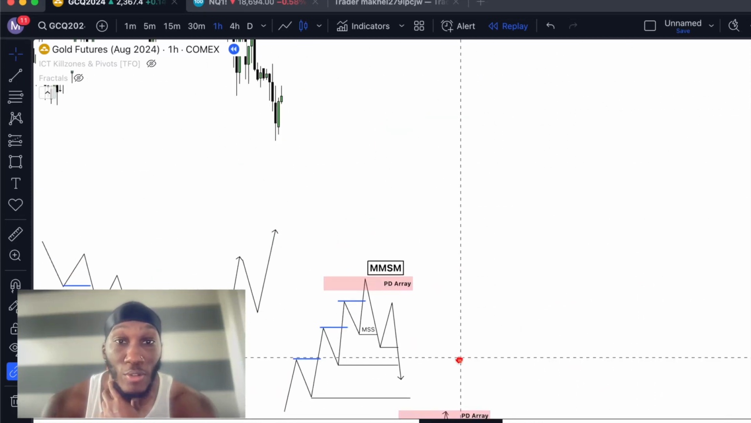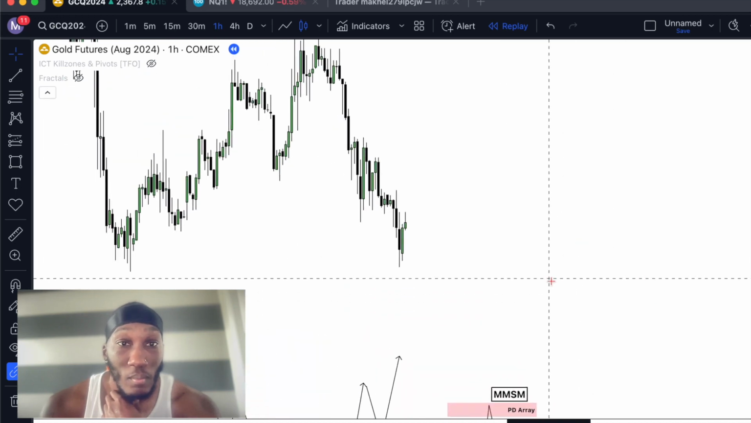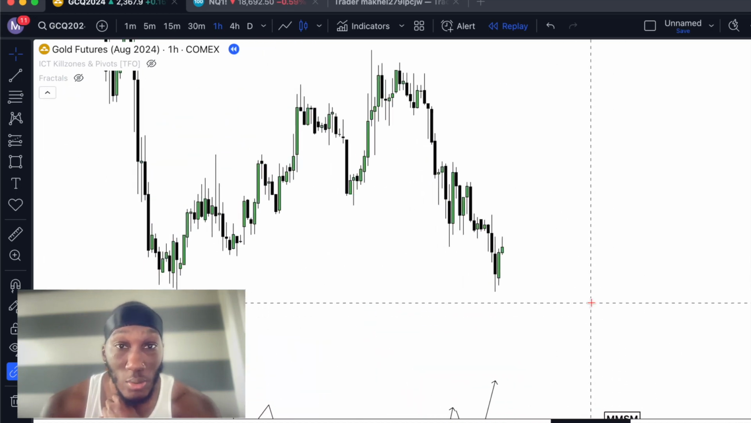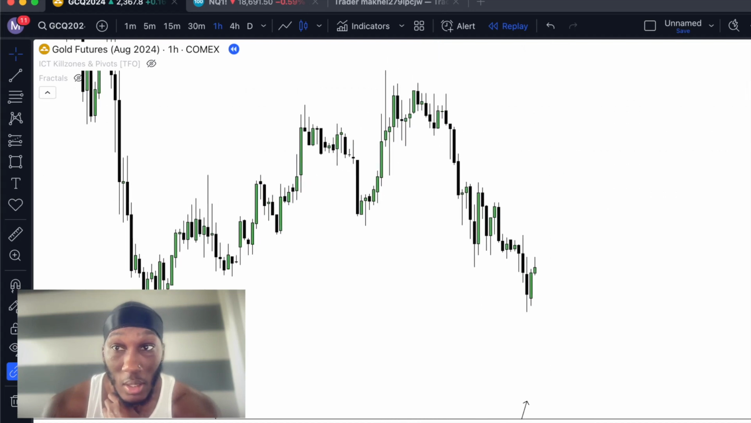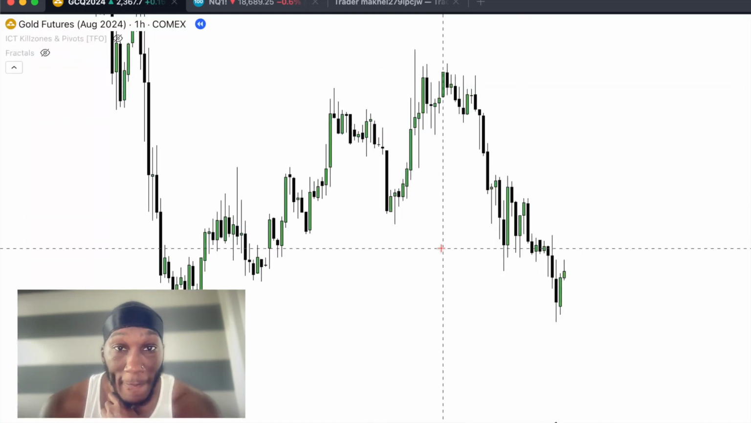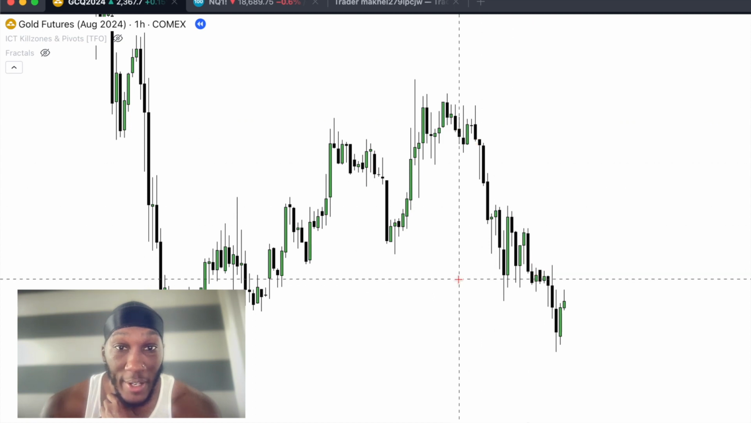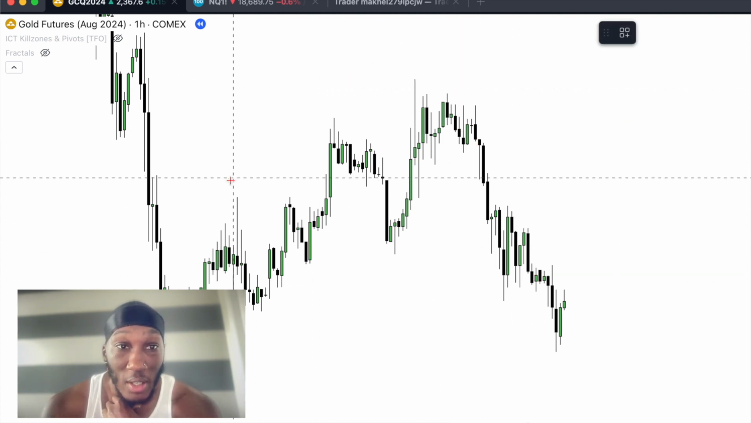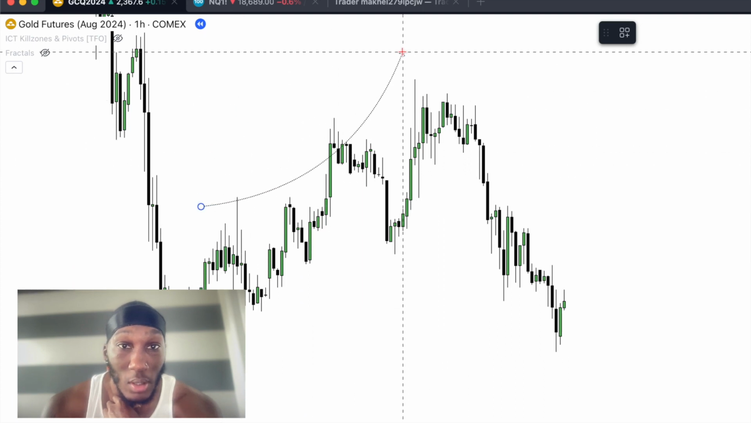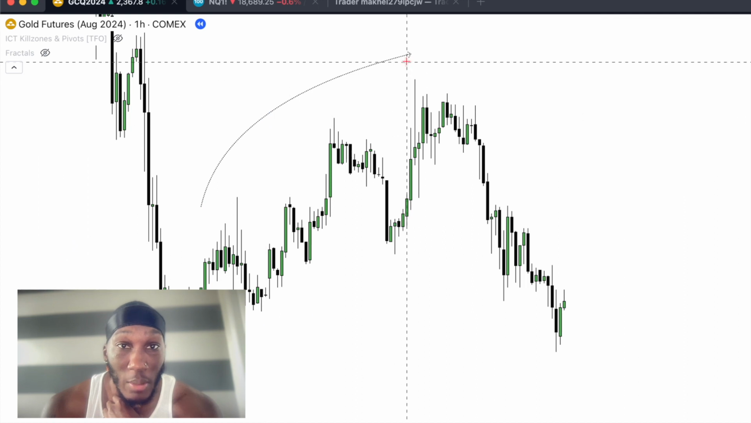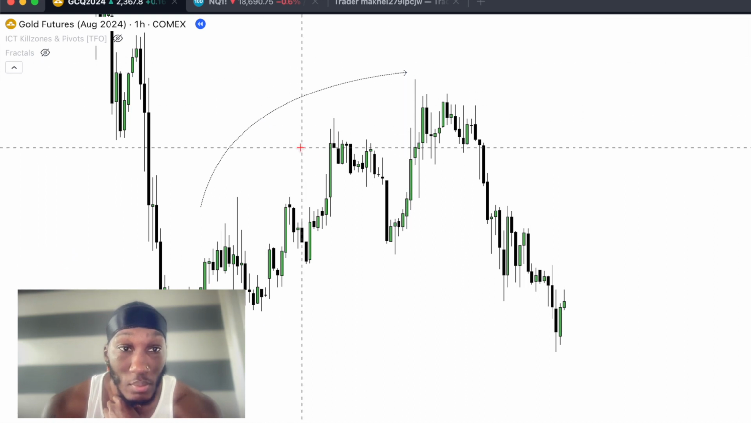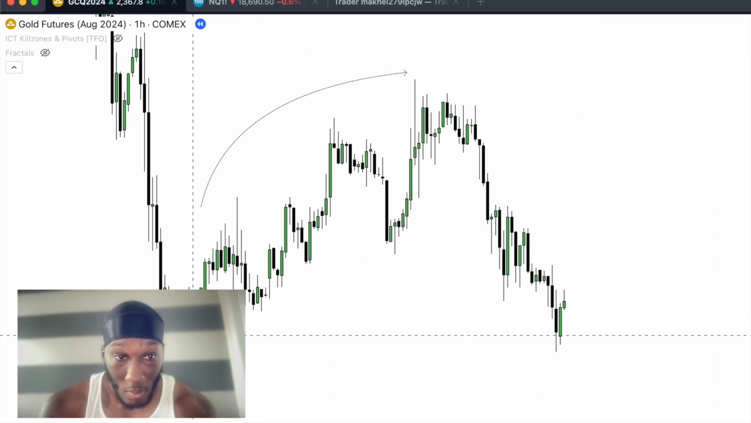So now I'm going to jump over to an actual chart, and I'm going to show you guys how this works. So as you can see, price is coming down. Price is bearish right here, right? So this is the market maker sell model right here. So this is the buy model, right? So this is the market maker buy model right here. As you can see, we pushed up.